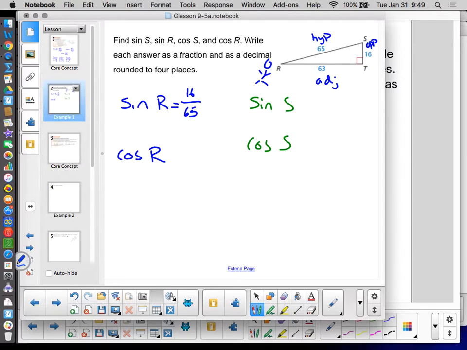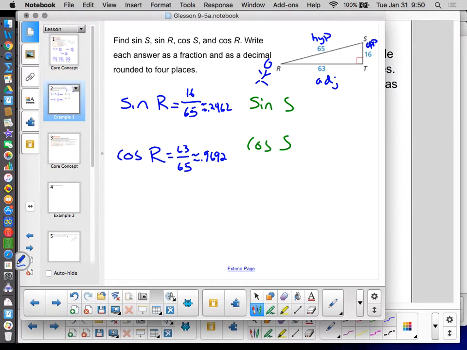And when I put that into my calculator, 16 divided by 65, that's about 0.2462. The cosine of R is the adjacent over the hypotenuse. The adjacent is 63. The hypotenuse is 65. And when I take 63 divided by 65, I get 0.9692. So I'm able to find both those values.